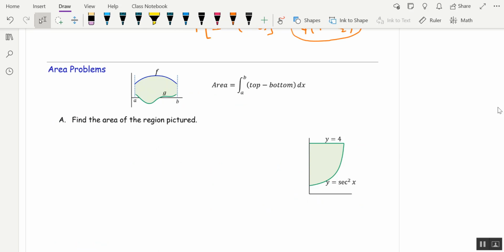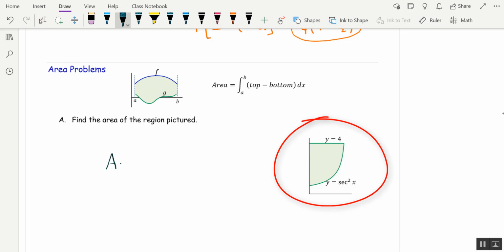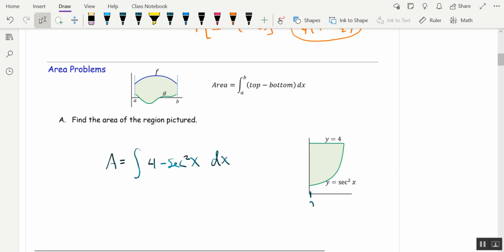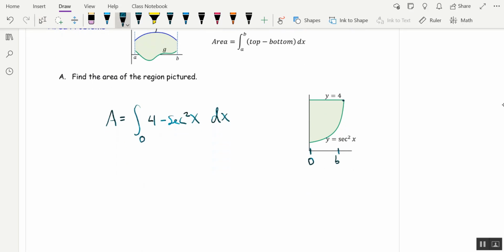Okay, now let's do some area problems. Let's find the area of this region here. So the area is going to be equal to, by my formula at the top of the page, the integral of top curve minus bottom curve. So the top curve is 4, and the bottom curve is secant squared x. That's a dx, and now I want to figure out my limits. I know my first limit's going to be 0 because my picture is only in quadrant 1. And then I need to find this number here where these two curves meet. So what I'm going to do, we'll call that b, we'll set secant squared x equal to 4. Set the two curves equal to each other.